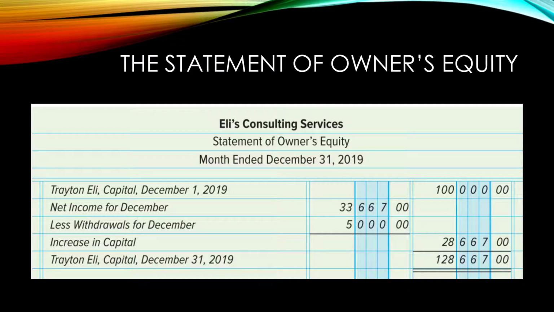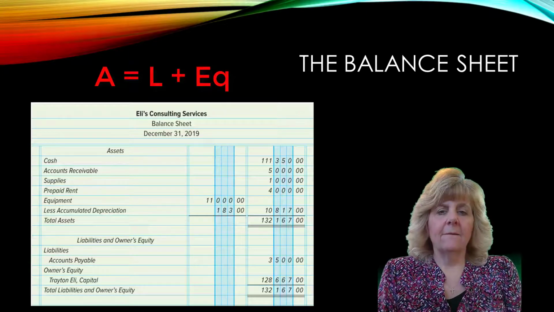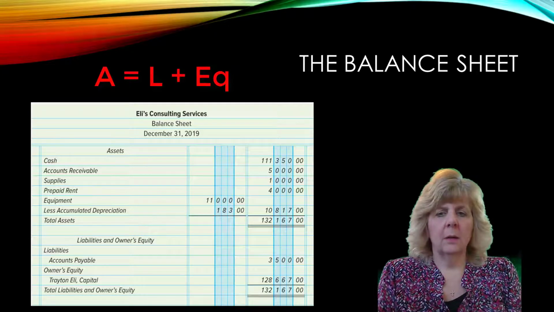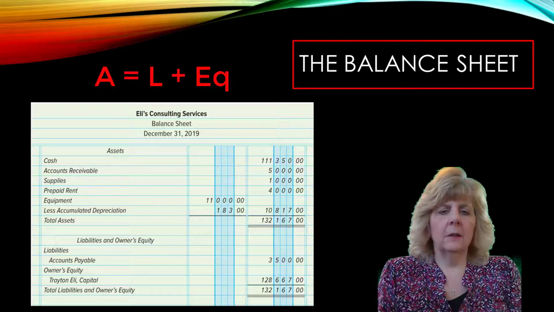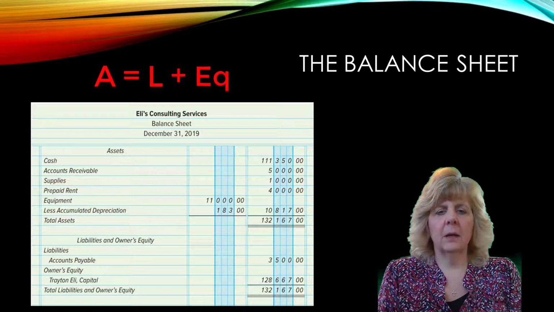$33,667. The second statement, the statement of owner's equity, shows whether the owner's capital went up or down. In this case, over the month ended December 31st, Trayton Eli's capital went up from $100,000 to $128,667. Finally, the last financial statement, the balance sheet, is prepared proving that the fundamental accounting equation is in balance.